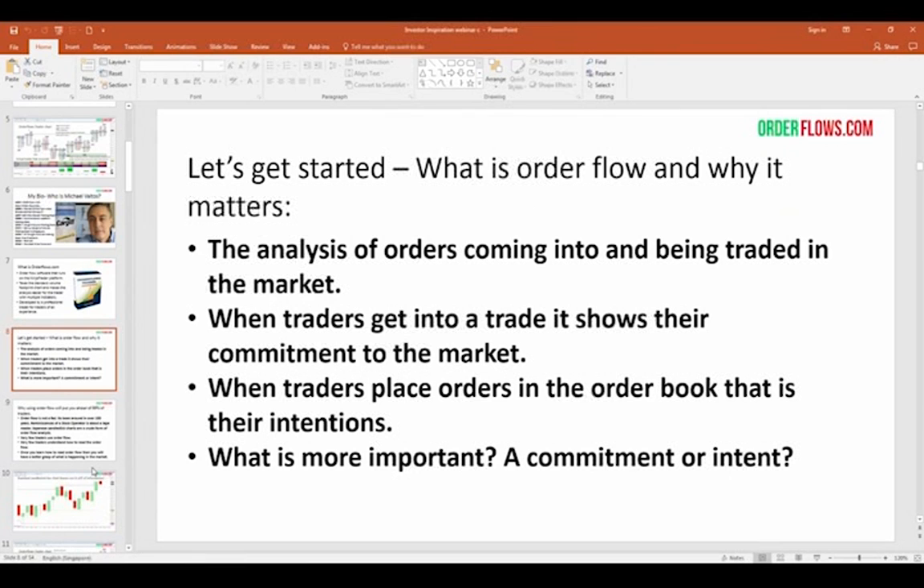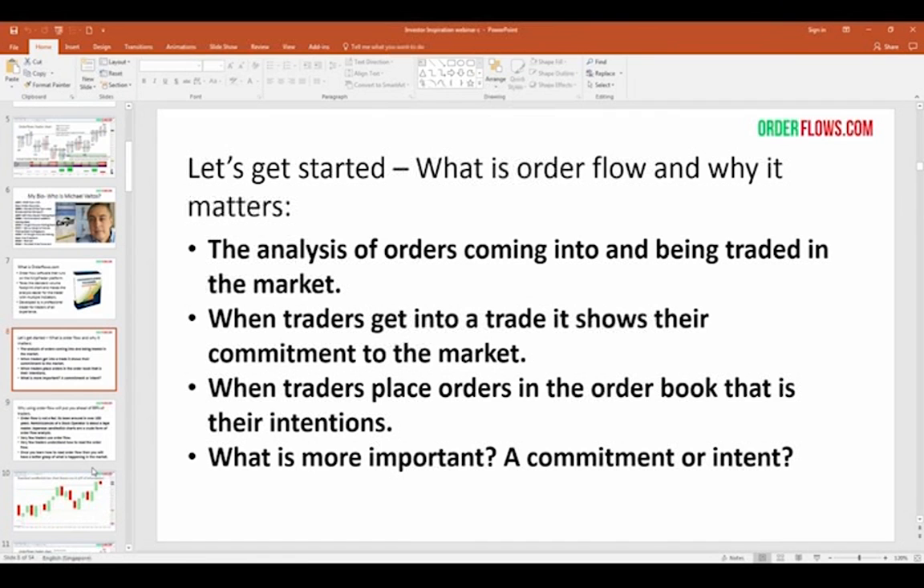What is order flow and why does it matter? Well, it's the analysis of orders coming into and being traded in the market. Right? Earlier I had talked about DOM trading, a depth of market. Those are orders that are being placed in the market. They're not trading. Okay, so again, anybody would love to buy below the market price or sell above the market price, but what's important is what's trading at the market.